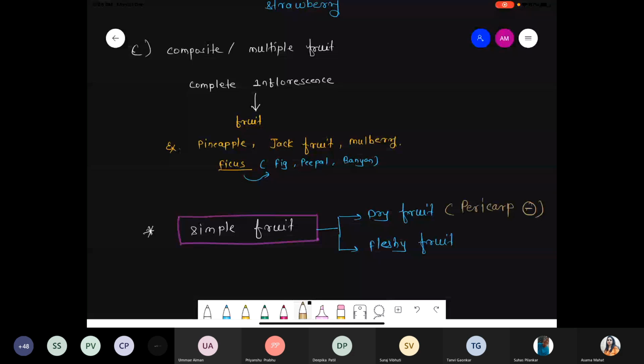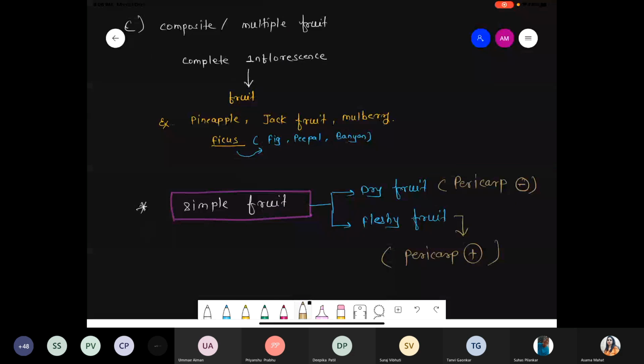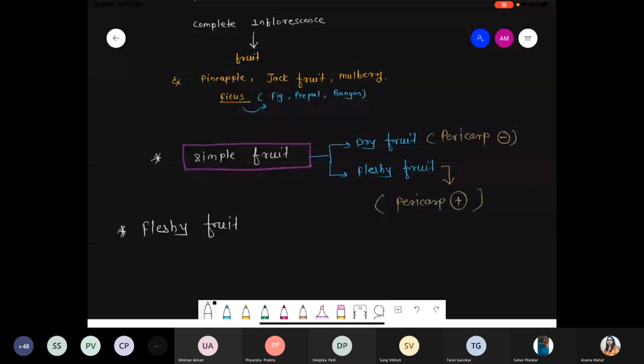Okay? Fleshy fruit, again they divide into 7 types. So we are not looking at the 7 types. We are only and only focusing on the example which is given in NCERT. Okay? So we are talking about inside the fleshy fruit category, it has different types. We are talking about only one type, that is drupe. We are only focusing on the drupe category.